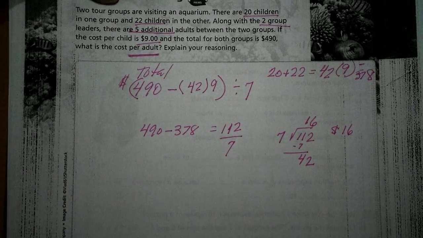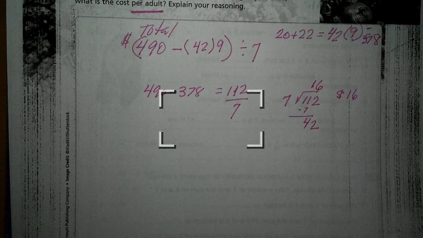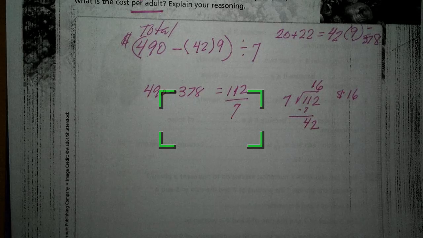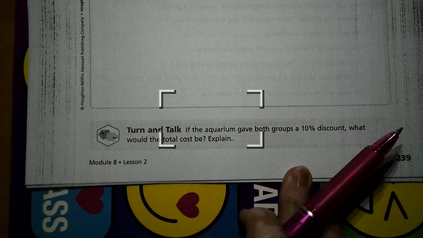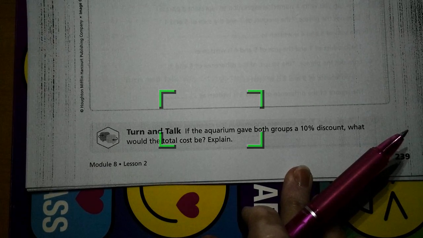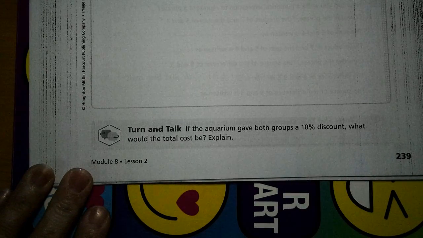All right. Do I need to pause for a second so you guys can copy? I'm ready. All right, good. So let's move it up. So it says on the turn and talk, what if the aquarium gave both groups a 10% discount? What would the total cost be?